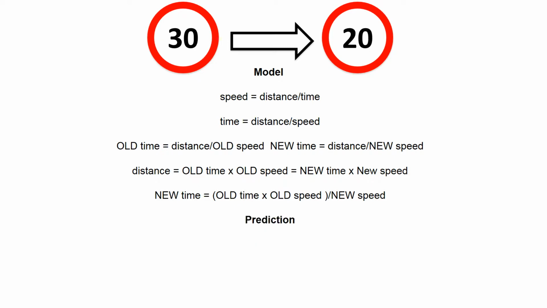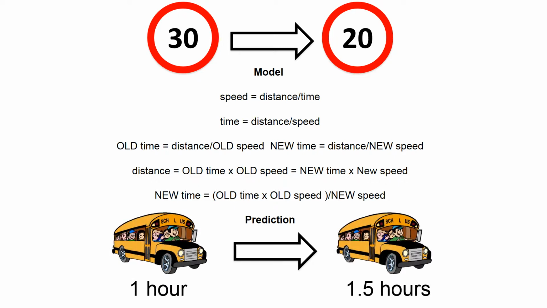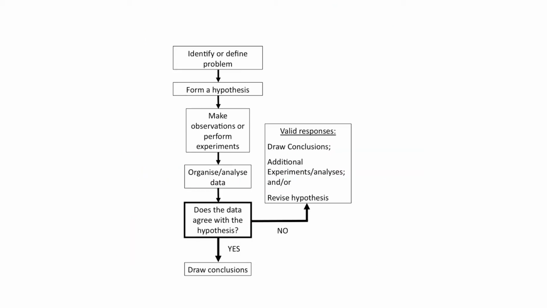So the prediction that they have made is that the 1 hour journey takes 1.5 hours. That seems pretty standard, pretty sensible so far. So we've gone through this process of forming: there's a problem, his brother's late for work. He's formed this hypothesis, used the model, and the model has come up with a prediction. And now what we do is we see if that agrees with reality.